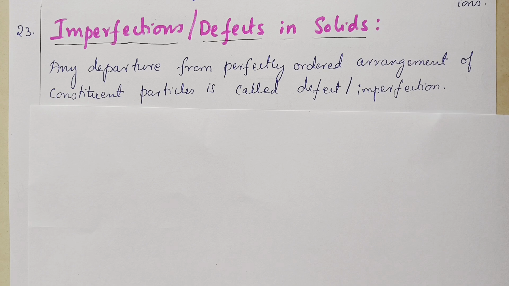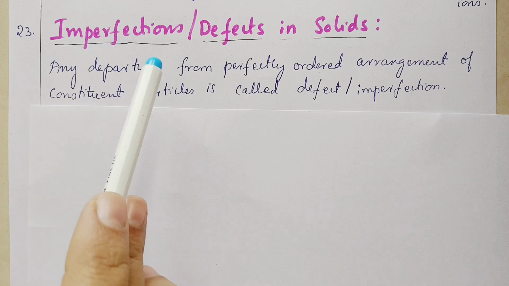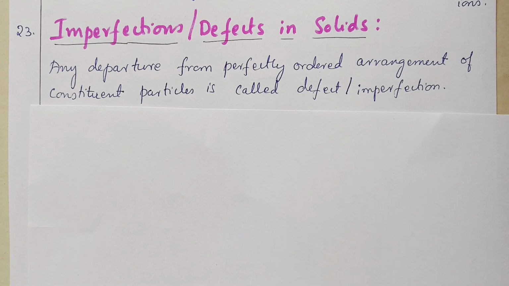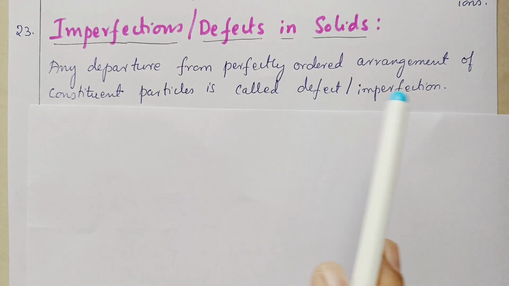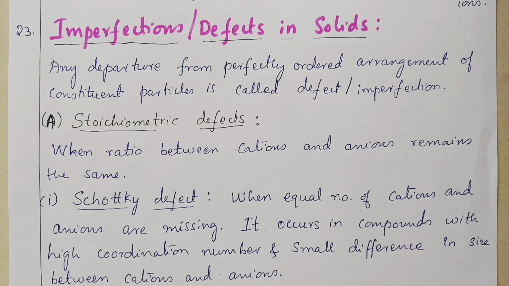Okay, the next important topic is imperfections or defects in solids. As we know, crystals have an orderly arrangement of particles in them. So any deviation or departure from the perfectly ordered arrangement of constituent particles in a crystal is called a defect or imperfection. Basically, there are two types of imperfections.